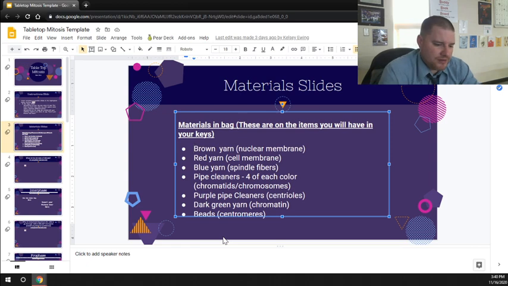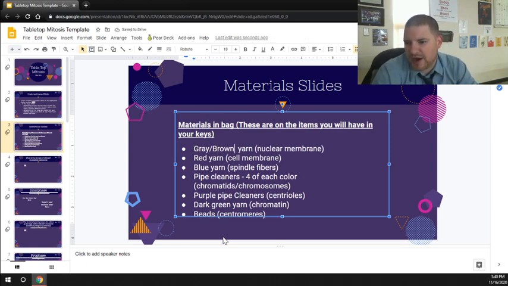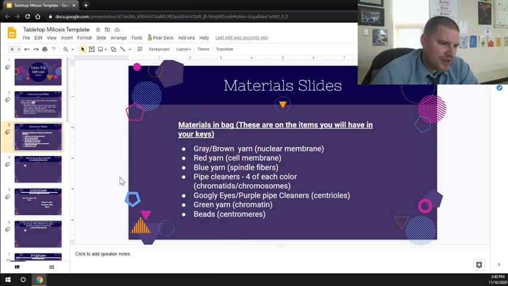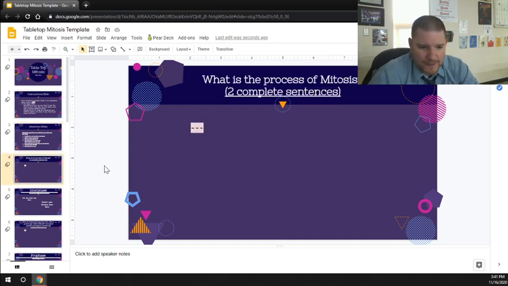You'll have a gray/brown yarn in there. That's going to represent your nuclear membrane. You have red yarn, which is a cell membrane, blue yarn, spindle fibers, and pipe cleaners. Those are the chromatids or chromosomes, depending on if you have them together or separate. We've got the googly eyes or purple pipe cleaners. Those are going to be centrioles. We've got the green yarn as the chromatin, and then the beads as the centromeres. Those are the different things that you're going to be involving in your pictures. Not all of these things are used in every one of the phases. Some are used in some, and some are used in others.